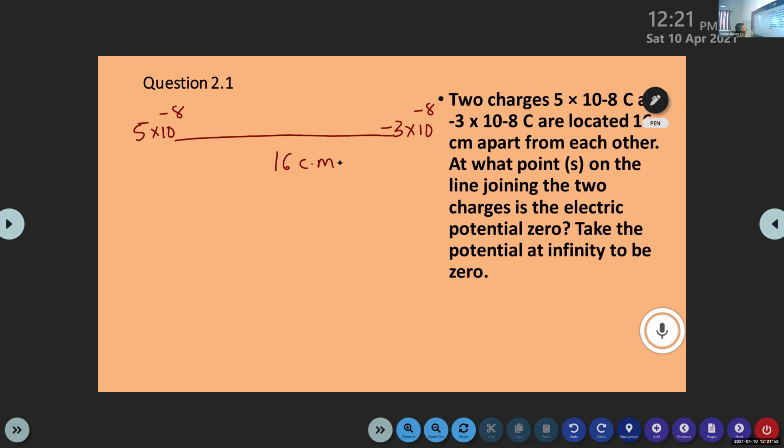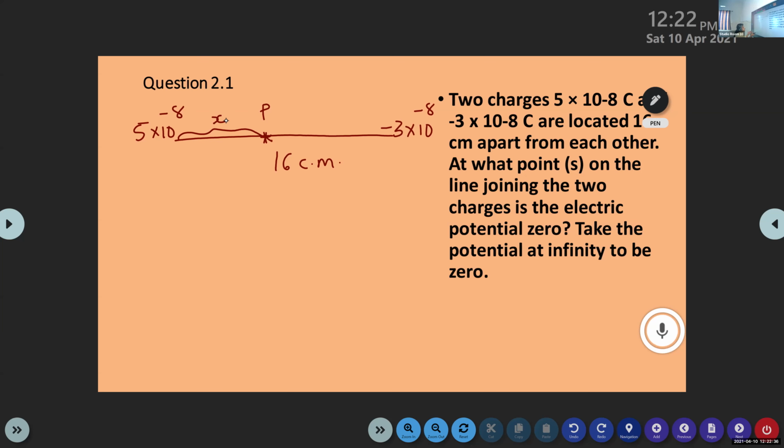So we want to find out the point at which the electric potential is 0 between these two charges. We don't know at what point this is, so we can consider a point here, P. Imagine that at that point P, the electric potential is 0. Suppose the distance from the charge 5 into 10 raised to minus 8 to this point P is x.